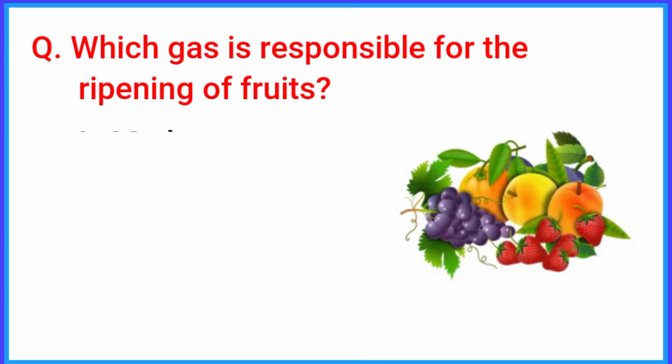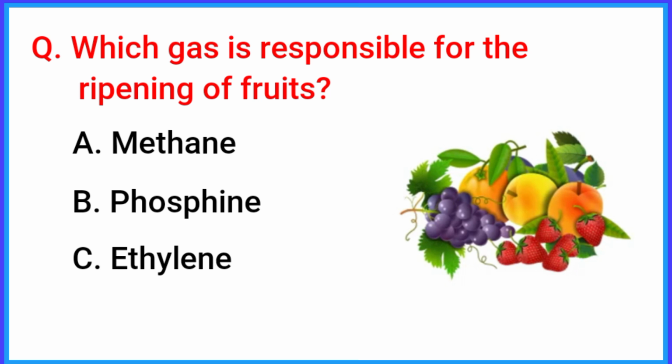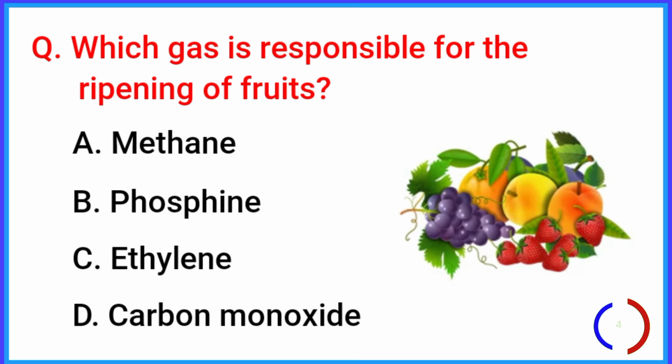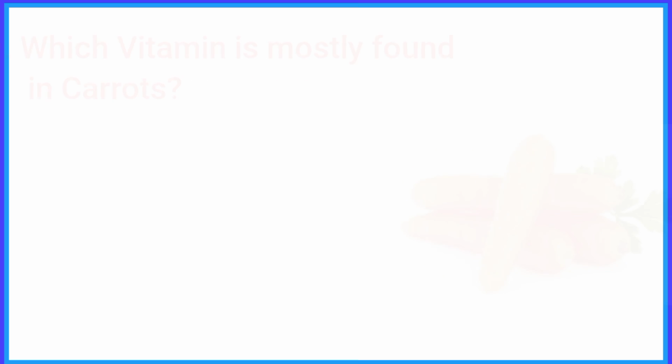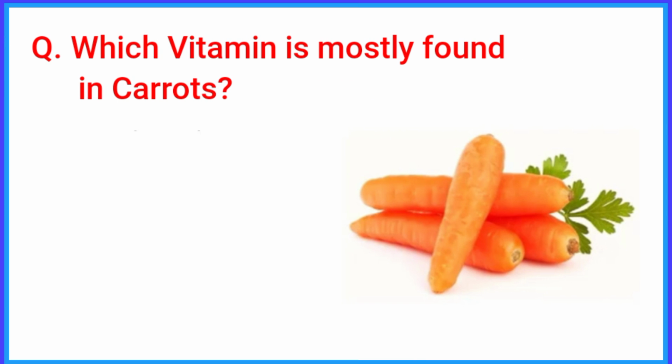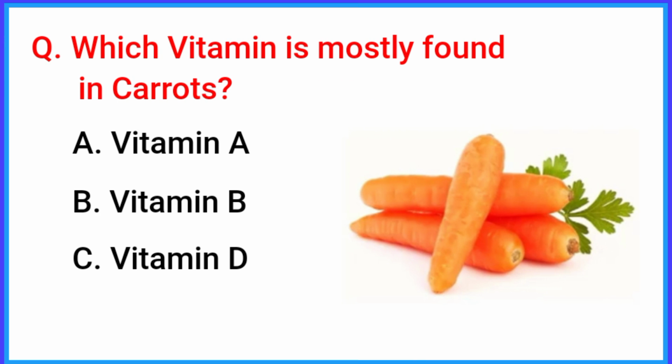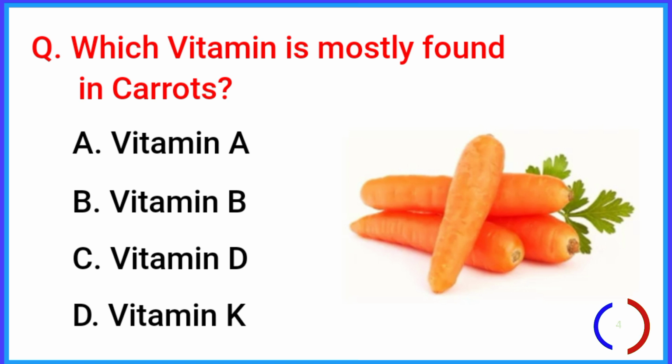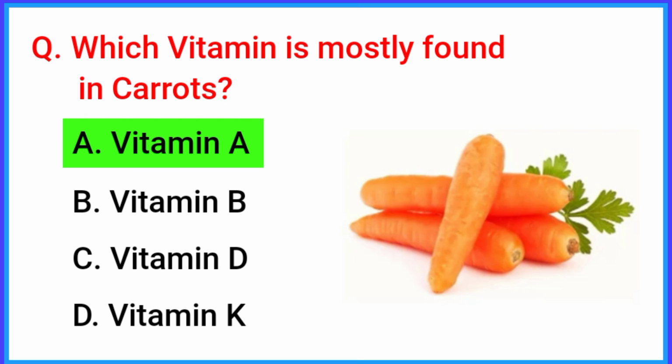Which gas is responsible for the ripening of fruits? The correct answer is option C, ethylene. Which vitamin is mostly found in carrots? The correct answer is option A, vitamin A.